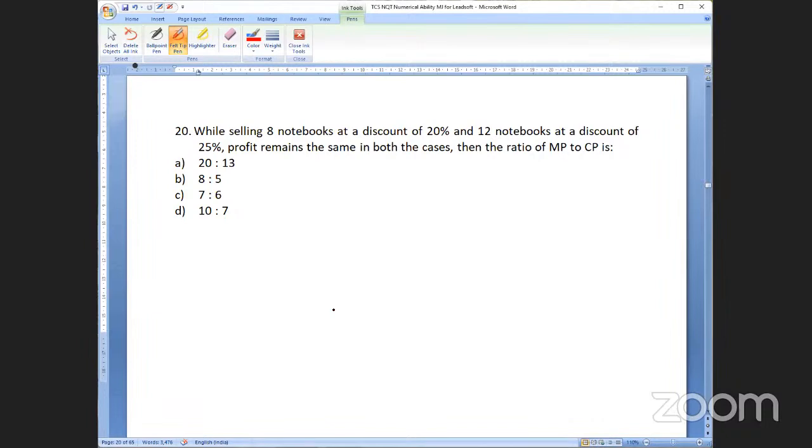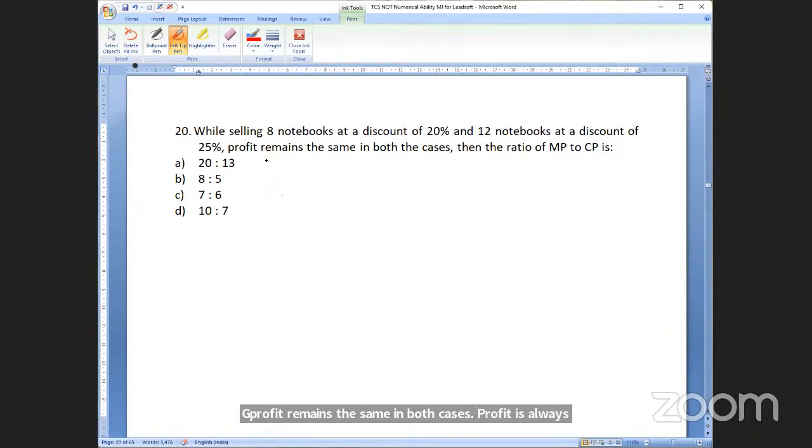So let's go softly, slowly in this question. Good one. While selling 8 notebooks at a discount of 20% and 12 notebooks at a discount of 25%, profit remains the same in both cases. Profit is always SP minus CP.